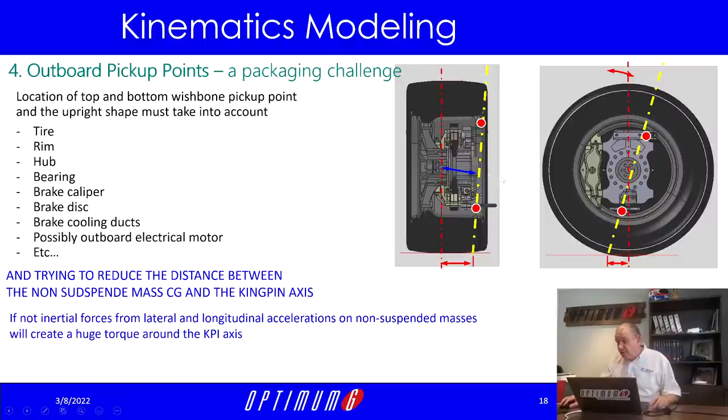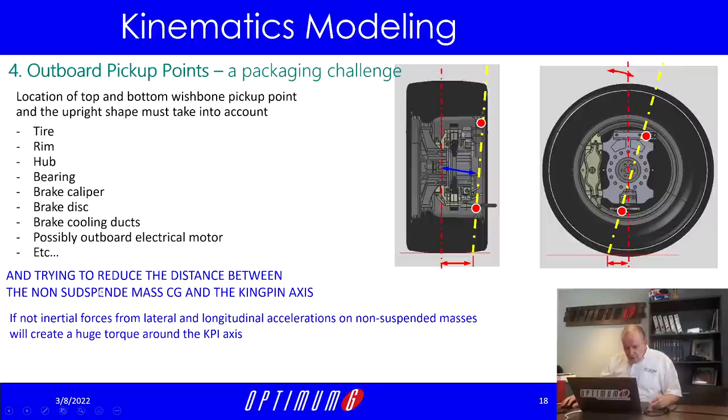I've seen in Formula Student people putting here a big inboard electrical motor, and the center of gravity went from roughly the center of the wheel to the outside. First test, they brake, boom, they put the toe link on the front in buckling.